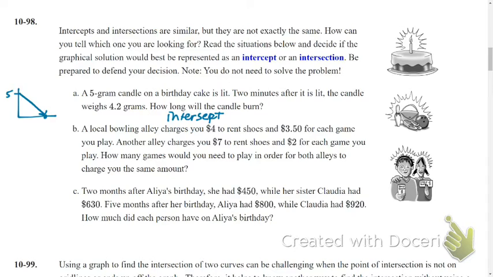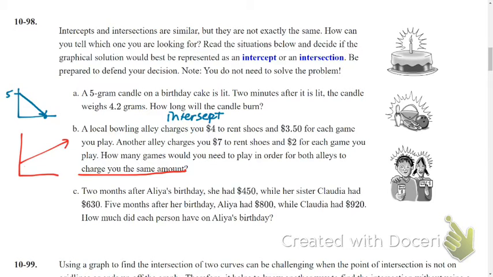When it reaches 0. Okay, so for problem B, a bowling alley charges you $4 to rent shoes and $3.50 a game. Another alley charges you $7 to rent shoes and $2 per game. How long do you need to play in order for both alleys to charge you the same amount? This is a classic linear systems equation.